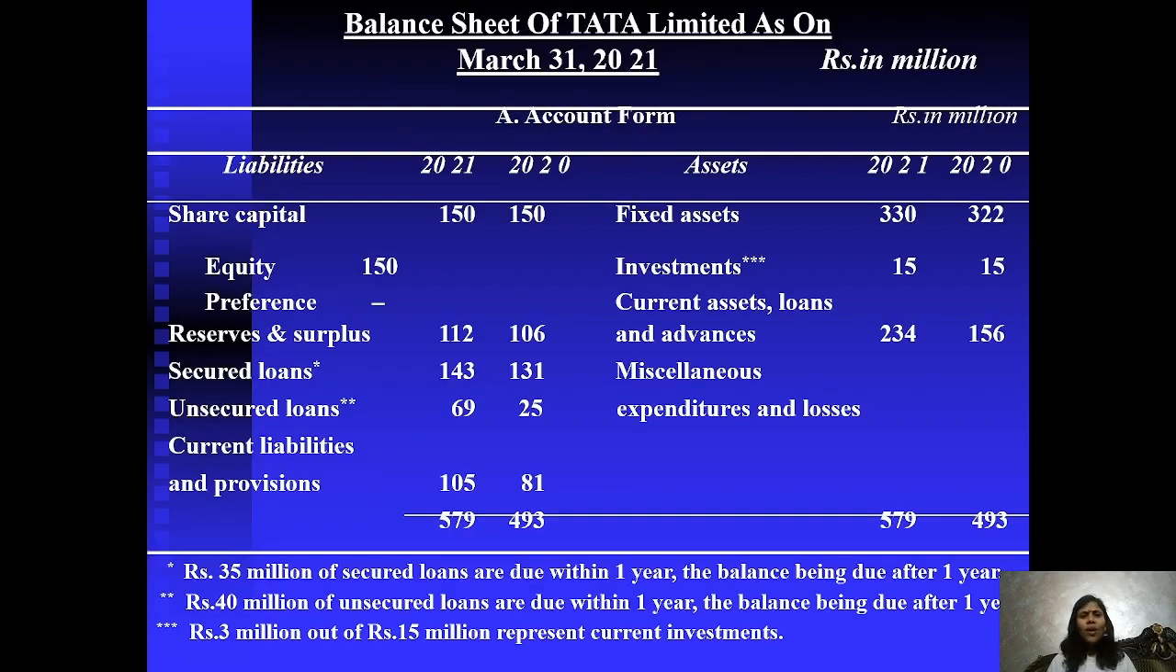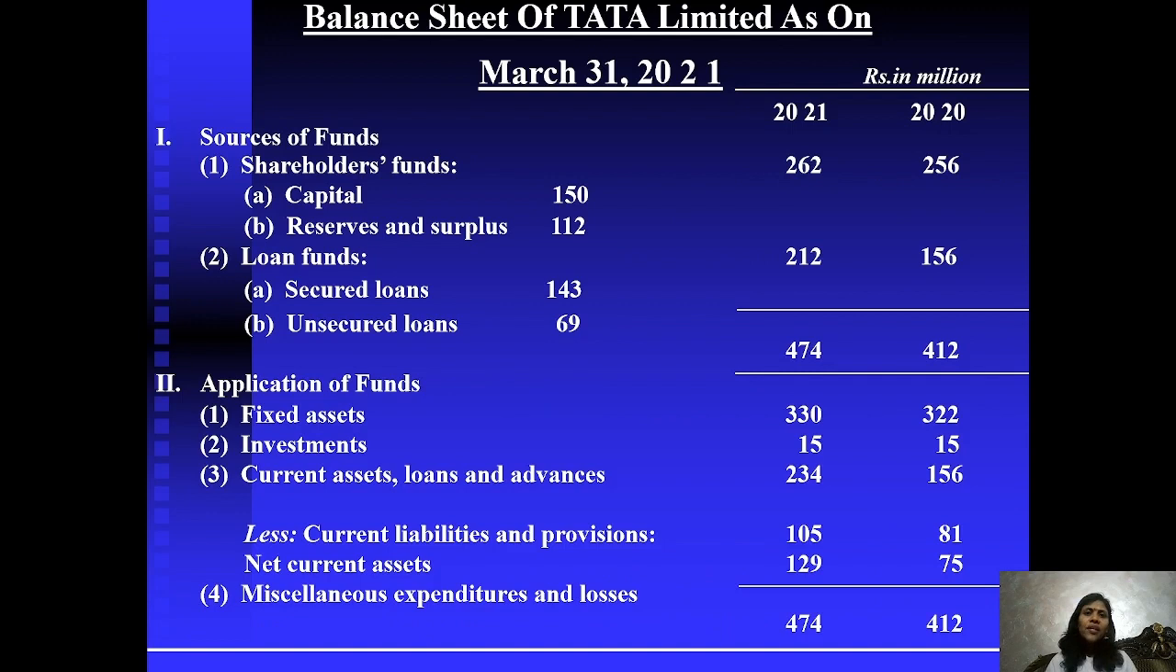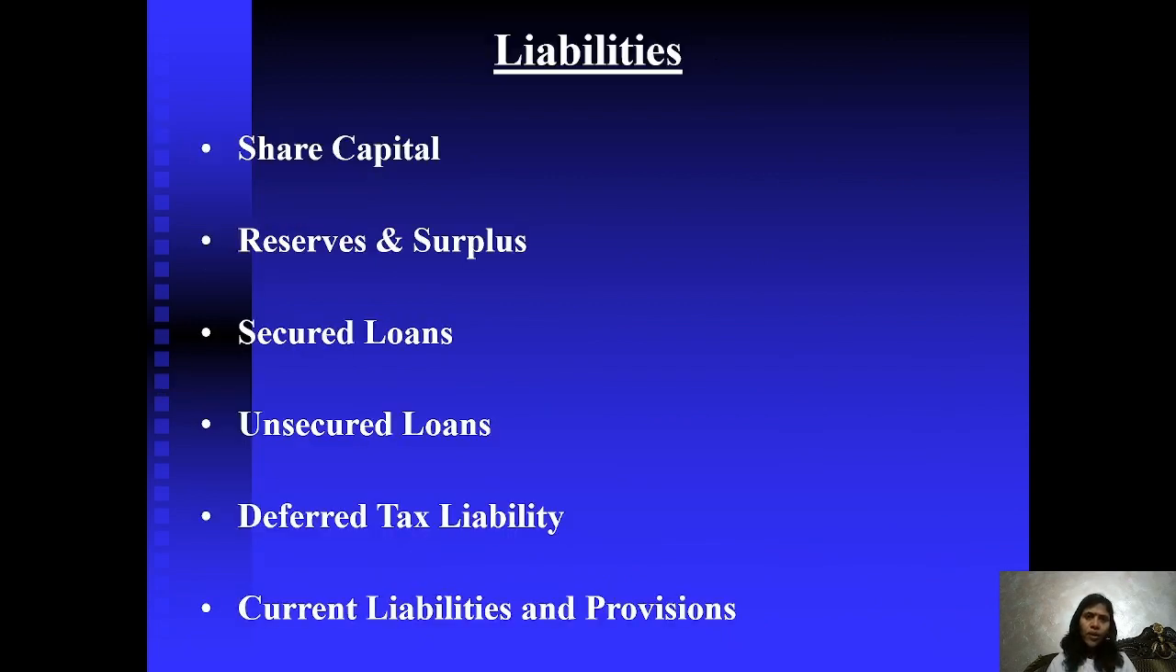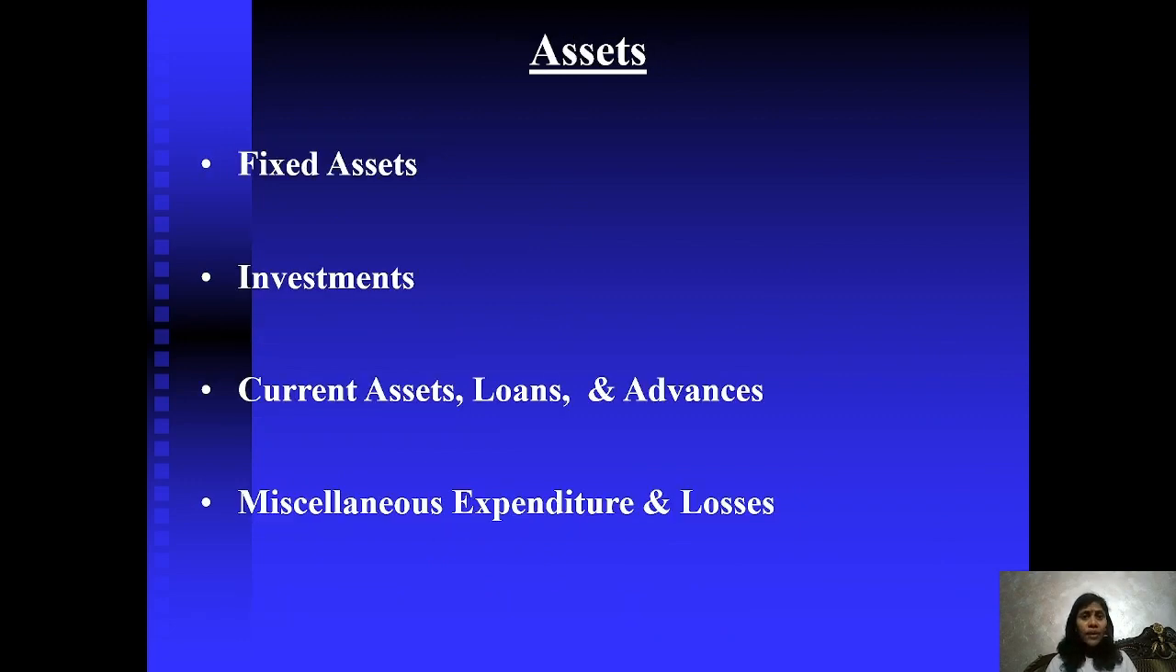For the balance sheet, I took a company name, simply Tata Limited. This is the data I prepared, with 2 years of data for the accounting firm. For 2020 and 2021, their share capital, reserve and surplus, fixed asset, investment, all of that is given. The balance sheet is also given in this format, source of fund and application of fund. So liabilities: share capital, reserve and surplus, secured and unsecured loans; assets: fixed asset, investment, current asset.